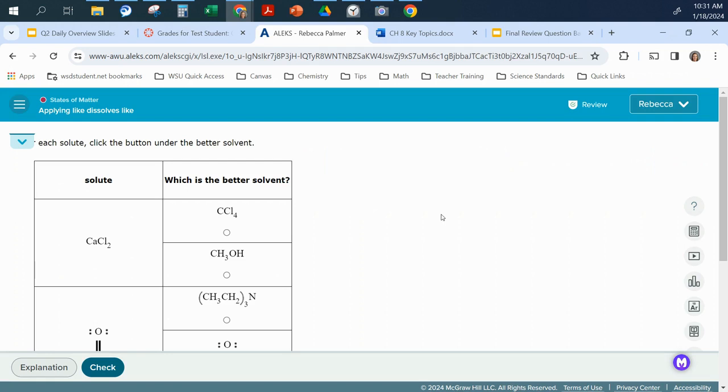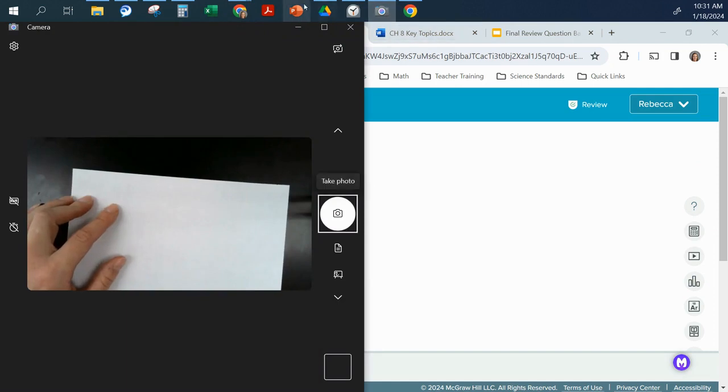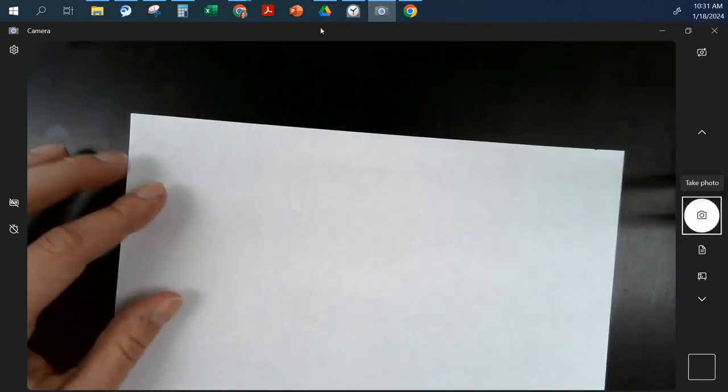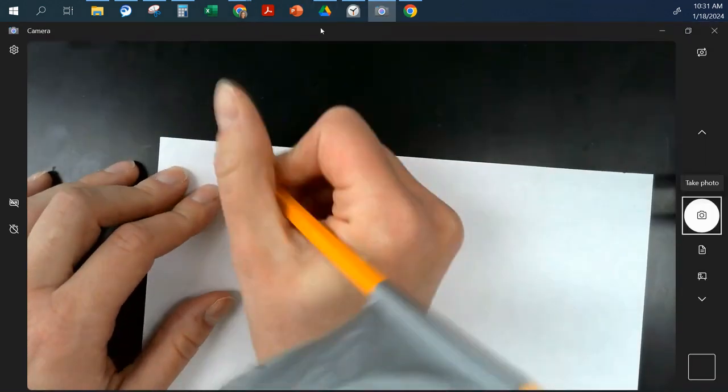Okay. What else? If it's ionic, it will dissolve in something that is polar. Okay. So let's write down some rules maybe. So this is just like dissolves like.